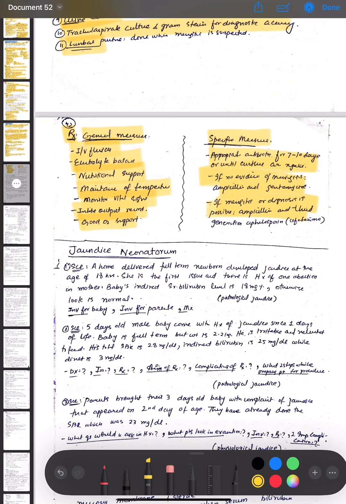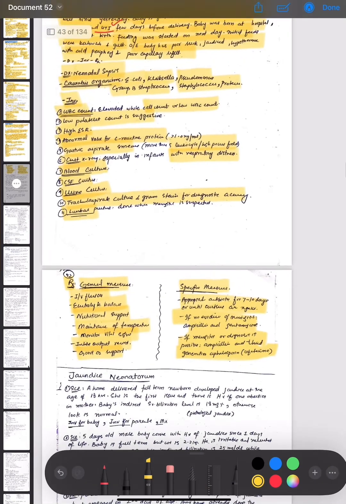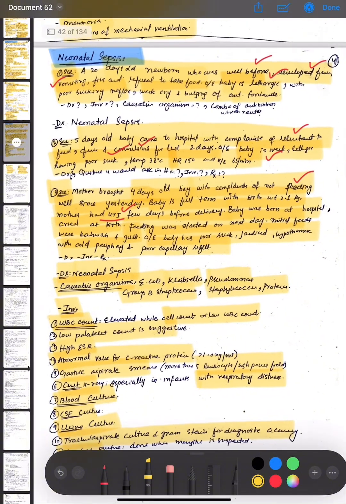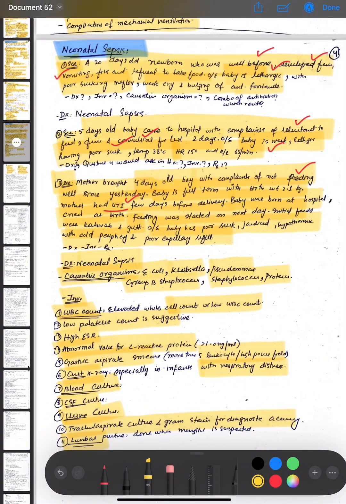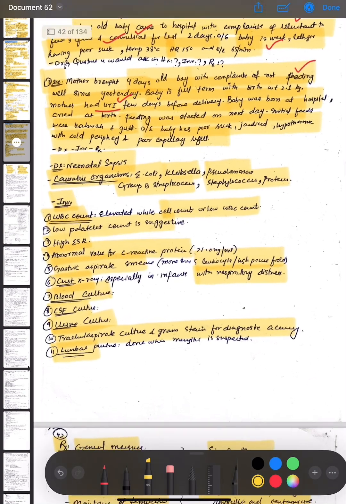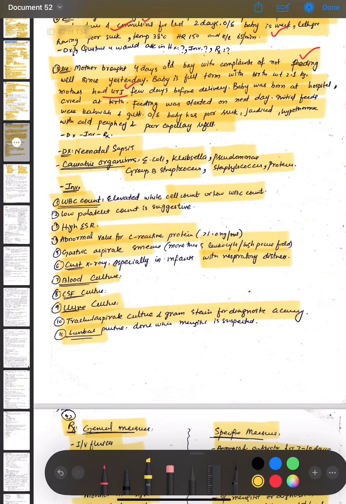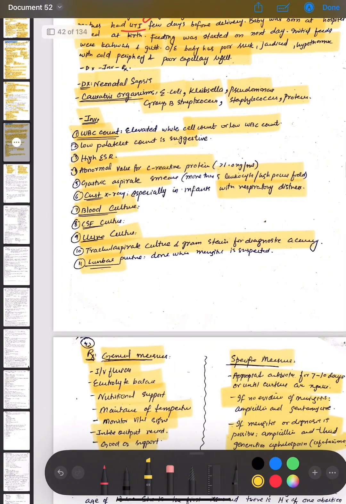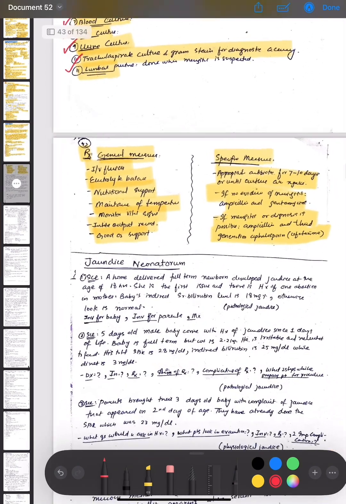So we have discussed the topic neonatal sepsis. We discussed the scenario with the diagnostic points, then the diagnosis and the causative organisms, which are E. coli, Klebsiella, Pseudomonas, group B Streptococcus and Staphylococcus. Then we discussed the different investigation options, which are the WBC count, the chest X-ray, the blood culture, the CSF culture, the urine culture, and the lumbar puncture. Then we discussed the different treatment options, which are the general measures and the specific measures.